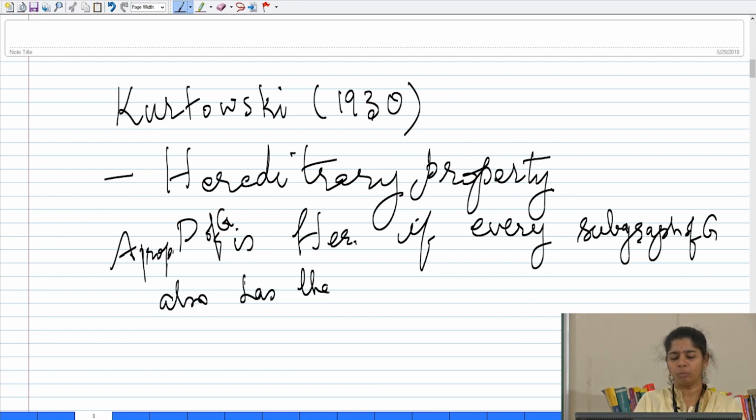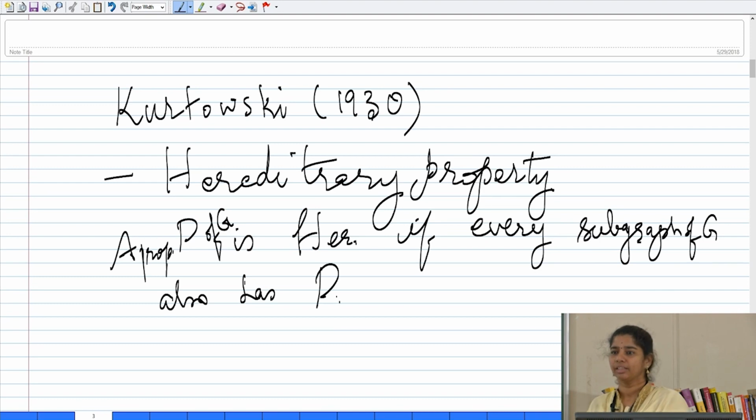So, can you tell me one hereditary property? Bipartiteness is a hereditary property for graphs. Can a subgraph suddenly have an odd cycle if the original graph does not have one? That is not possible, right. So, bipartiteness is one hereditary property. Anything else?